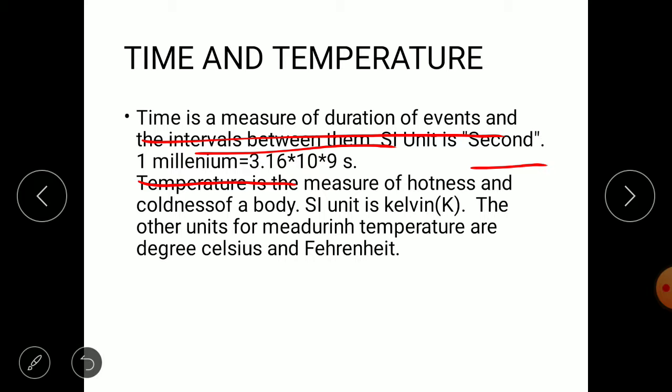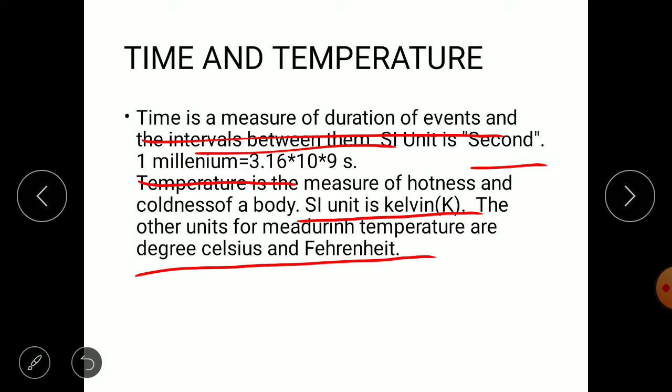So next one is temperature. Temperature is used to measure hotness and coldness of a body. If we drink a cup of coffee, how will you find whether it is cold or hot? By using the temperature. Below room temperature we call it the coldness of a coffee, and above room temperature we say it's the hotness of a coffee. Here this temperature's SI unit is Kelvin, K, and it also has other units, that is degree Celsius and Fahrenheit.